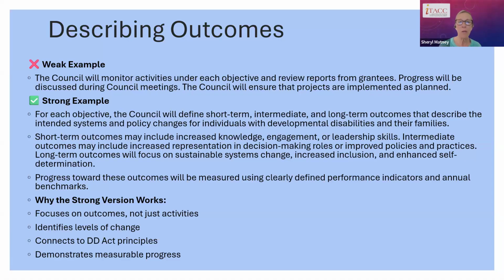Staff is going to define short-term, intermediate, and long-term outcomes. That's going to really describe what we're trying to change, or however you want to phrase it. You may want to describe what a short-term outcome includes. So we're kind of giving you this example. It might be increased knowledge, increased engagement, increase in leadership skills. Then you may want to say an intermediate outcome may present itself as, and here's an example, increased decision-making roles, improved policies and practices.